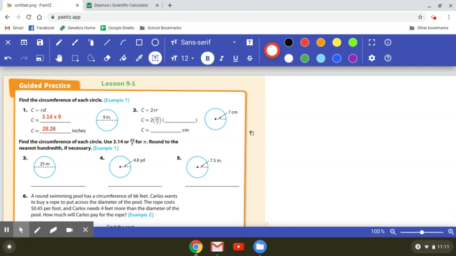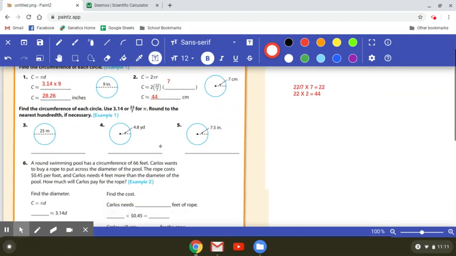And so if we put in 7, we have 22/7 times 7. Those 7s, one is in the denominator and one is in the numerator, cancel out, so they just equal 22. So then we're going to take 22 and we're going to times it by 2, and we're going to end up with 44. So our answer is going to be 44 centimeters.